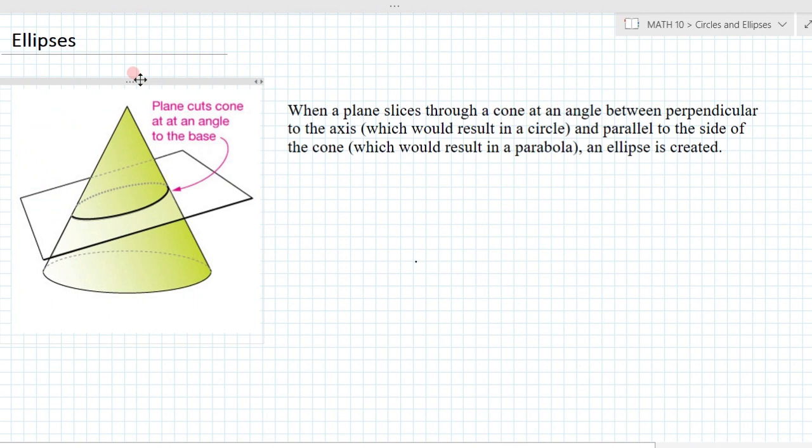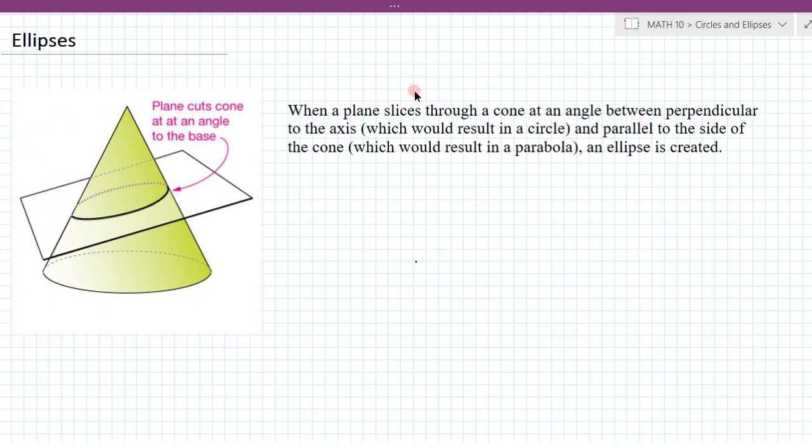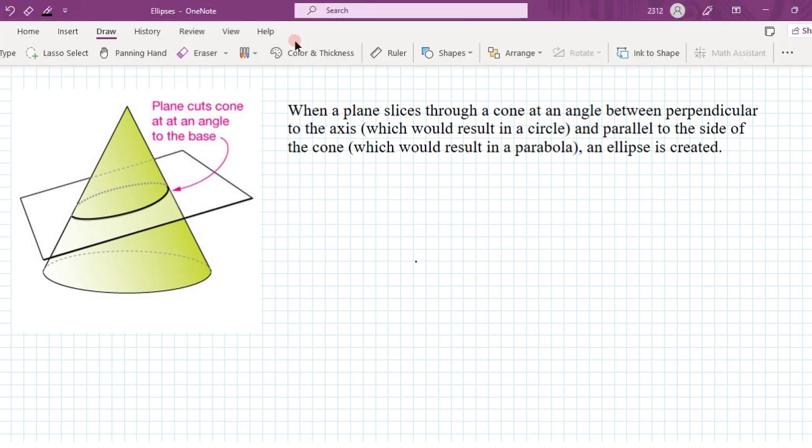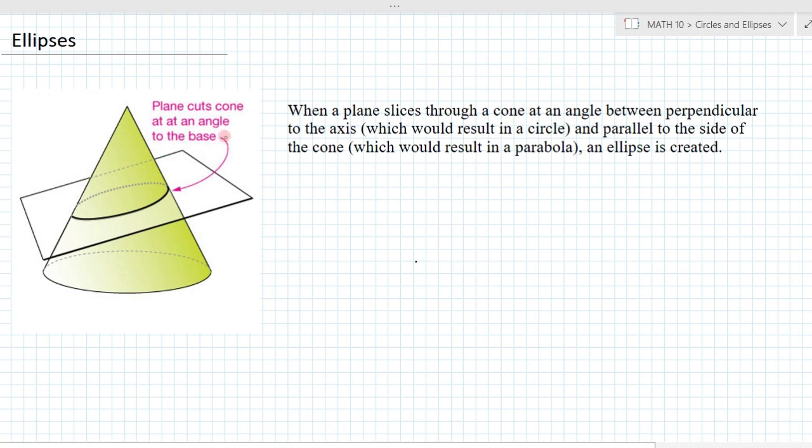Okay, moving on. Our next topic will be about ellipses. An ellipse is formed when a plane slices through a cone at an angle between perpendicular to the axis and parallel to the side of the cone. As you can see in the illustration, there's a plane that slices through a cone to form an ellipse.